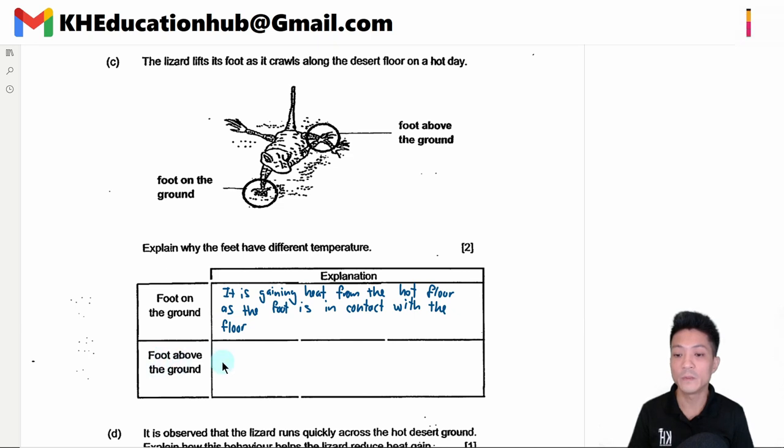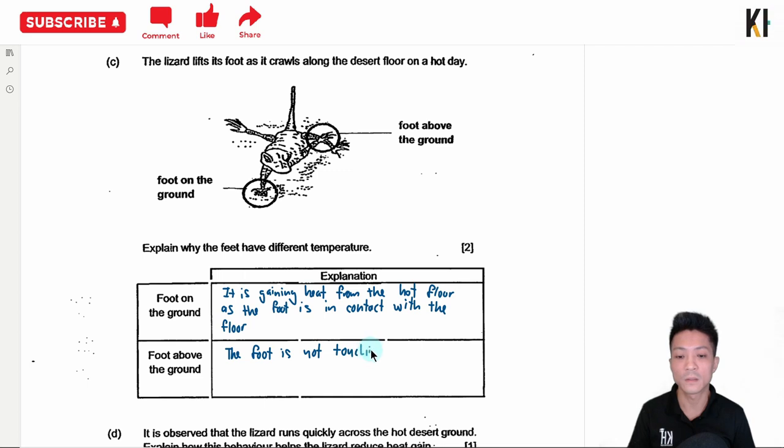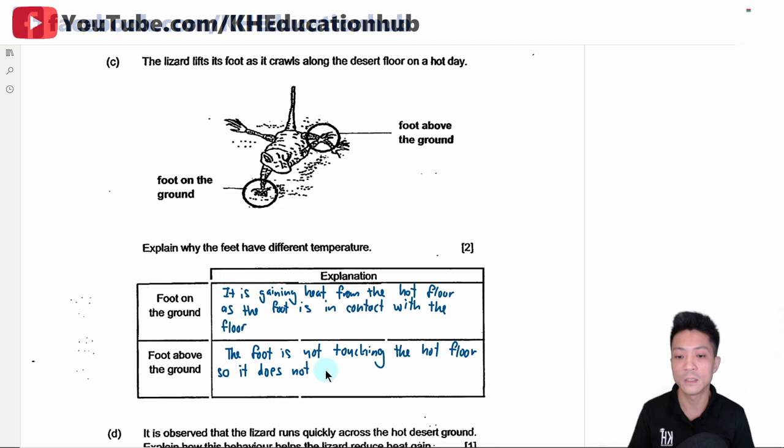Okay, for the food above the ground, the food is not touching the hot floor. So it does not gain as much heat.